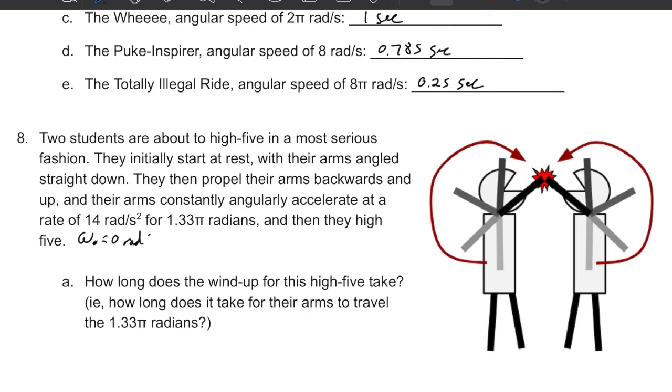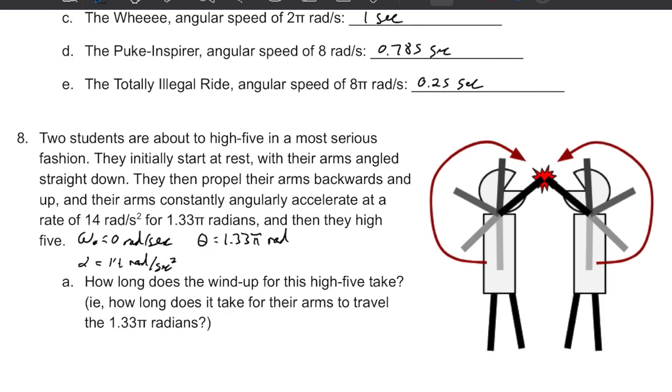The initial angular velocity is 0 radians per second. The acceleration looks like it's 14 radians per second squared. And then the angular displacement is 1.33 pi radians. So it looks like they've given us 3 kinematic variables. So we might tend to start thinking this is a kinematic equation. Let's see how it goes.